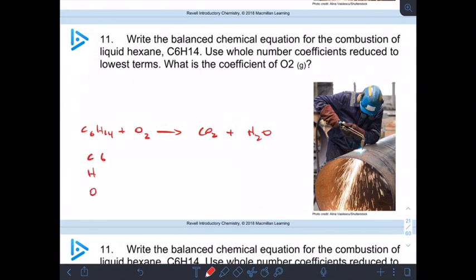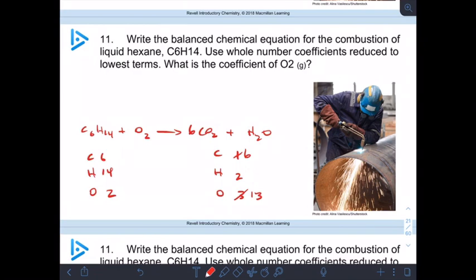On the left I have 6, 14, and 2. And on the right, carbon, hydrogen, oxygen, I have 1, 2, and 3. I find it convenient to go left to right, so I'm going to start with the carbons and balance them first. I have 6 on the left, 1 on the right, so I'm going to put a 6 here. That gives me now 6 carbons and 13 oxygens.